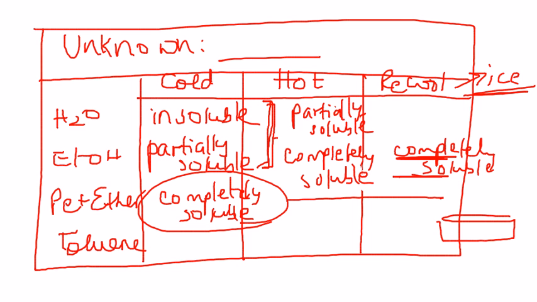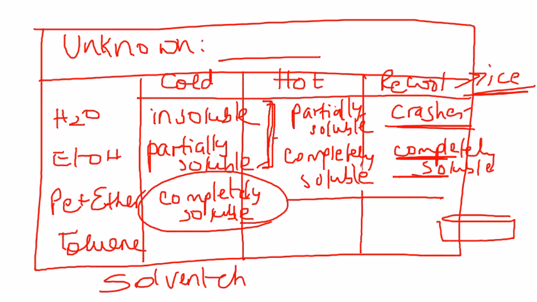And maybe the one for water crashes out completely. So use water as your solvent. On the other hand, if the ethanol one actually crashes out completely, a lot more, then that is the solvent that you want to choose. But underneath the table, you would say solvent choice. And whichever solvent you're going to use, you can state that. Okay, so that's your first observation table that you're going to use.